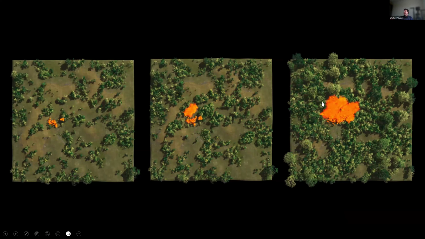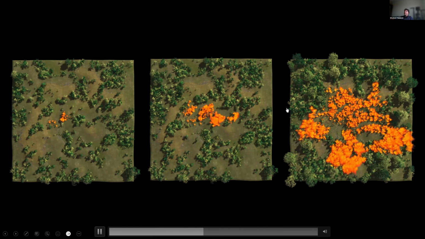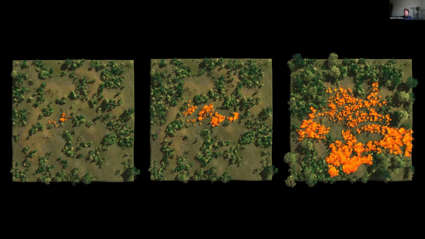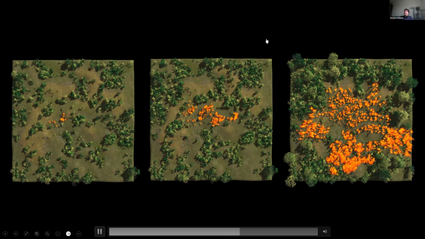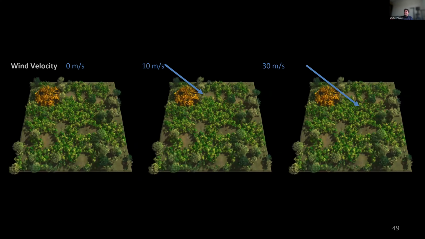We can also look at different vegetation cover, from very sparse to very dense, and here from the top down, how that would then affect the progression of the forest fire over time using such a detailed geometric forest fire simulation framework.